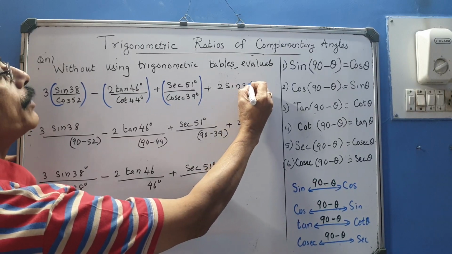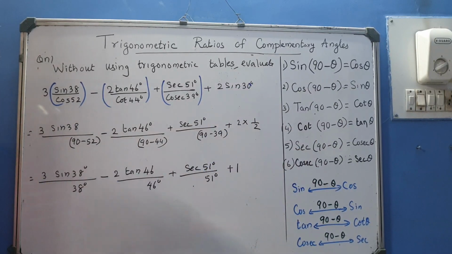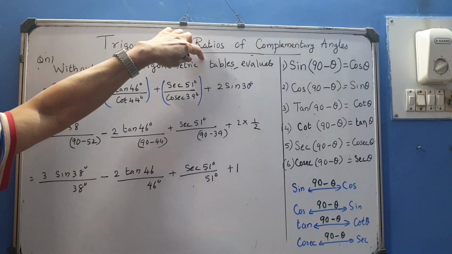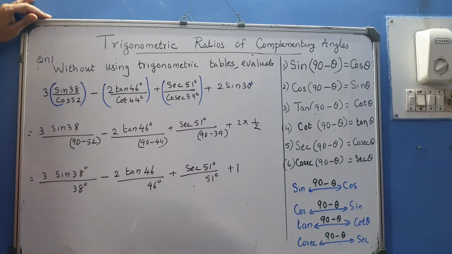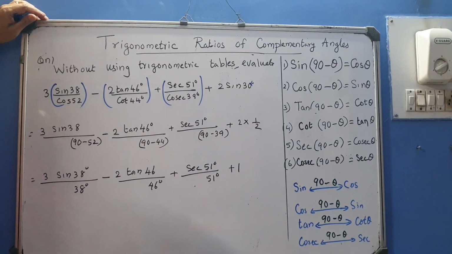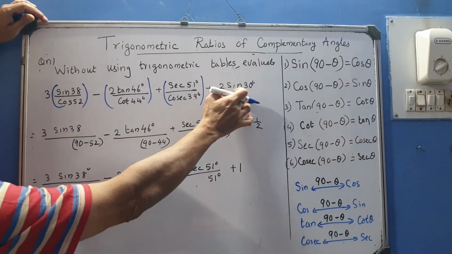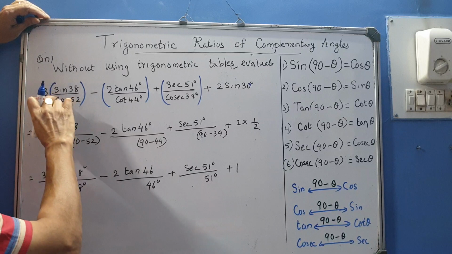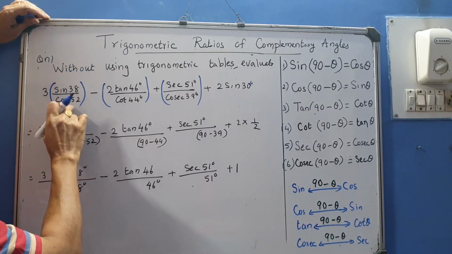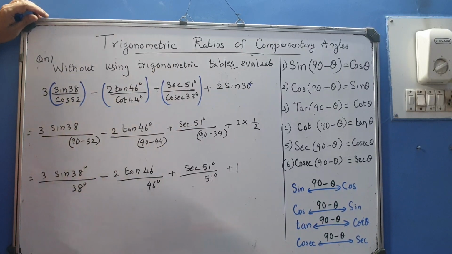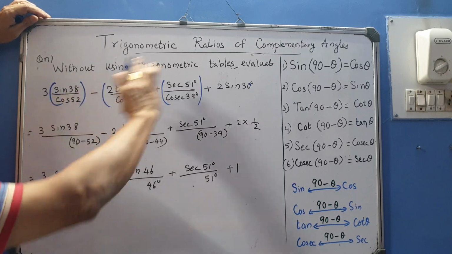So sine 30, we know the angle value. Without using trigonometric tables, meaning the log table book, that table book we cannot use to get this angle. But the standard values you can use; the table values you cannot use to get sine 38 and cos 52 or like that. Others you cannot use in this sum. So we have used the complementary angle.